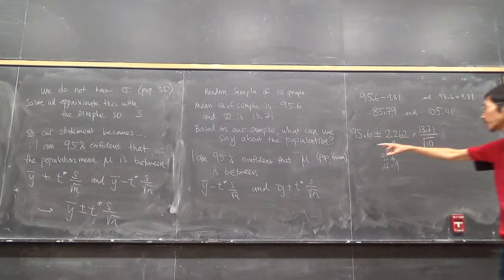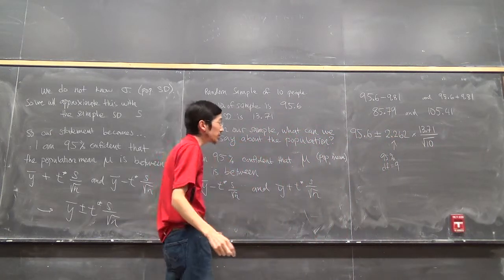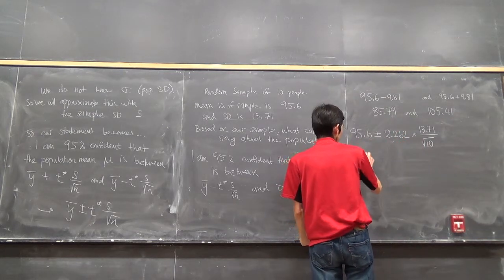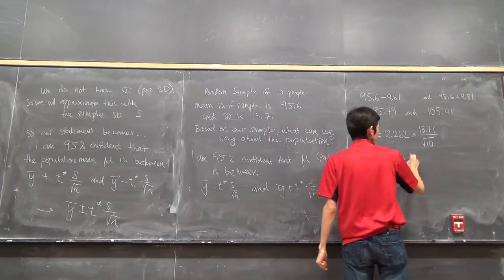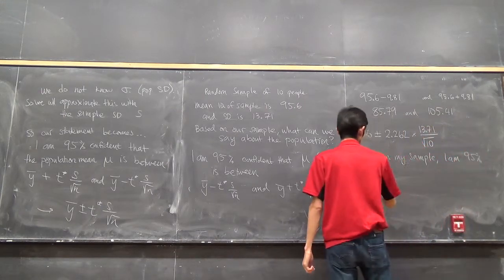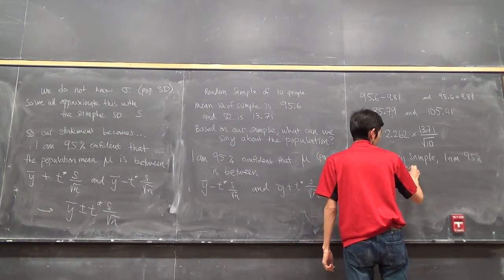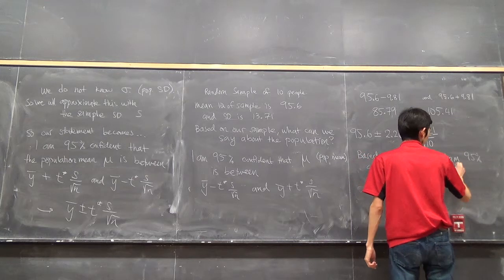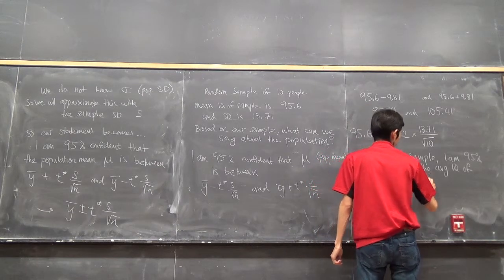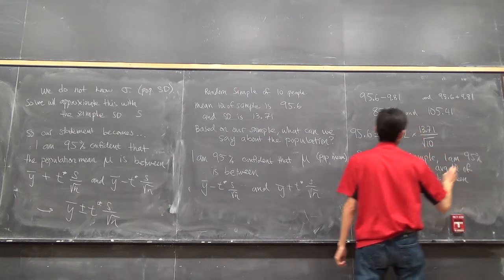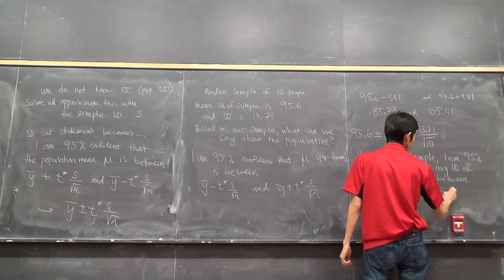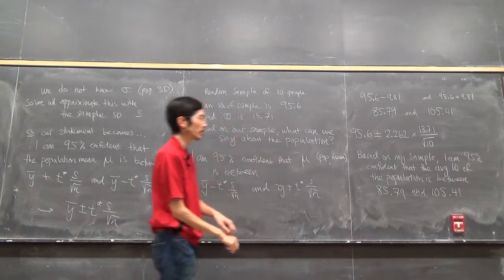So I would say I'm 95% confident that the average IQ of the population is between 85.79 and 105.41. Let me just write this all out. So based on my sample, I am 95% confident that the average IQ of the population is between 85.79 and 105.41.